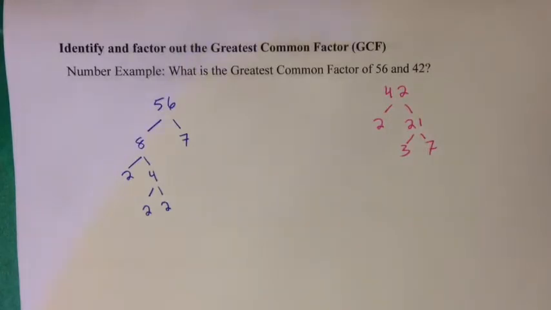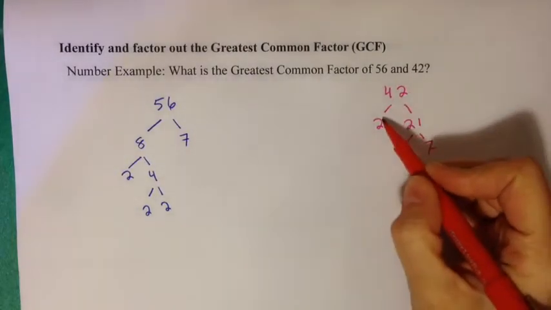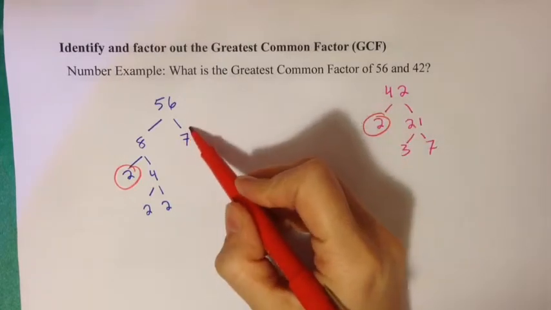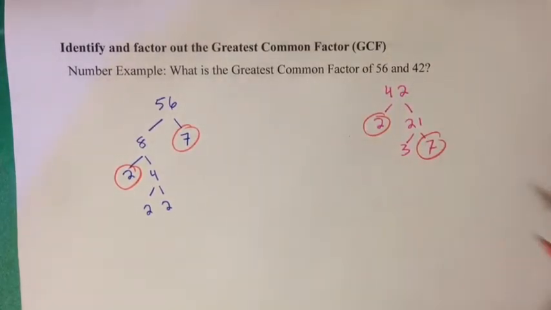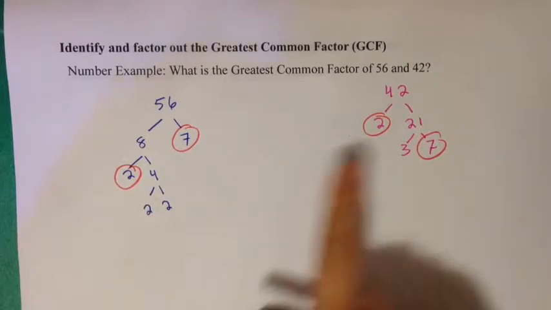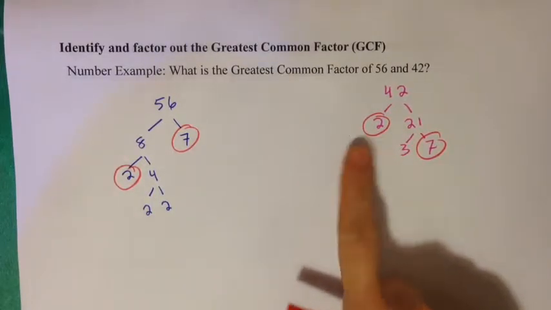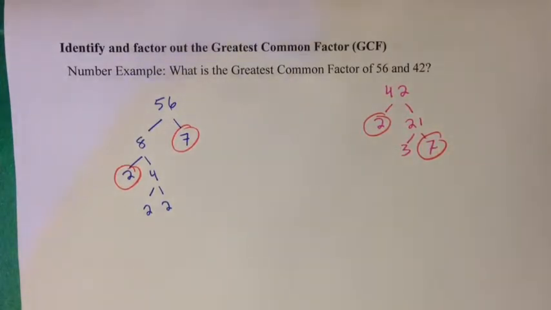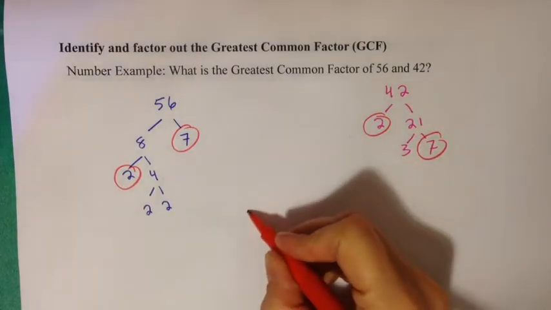Once we have both numbers broken down into their prime factors, we look to see what factors they have in common. So 42 has a 2, and 56 also has a 2. 56 and 42 share a 7. They don't share anything else though. 56 has 2 more 2's, but 42 only has the 1, and 42 has a 3, but 56 doesn't. So the two factors that 56 and 42 share are 2 and 7.